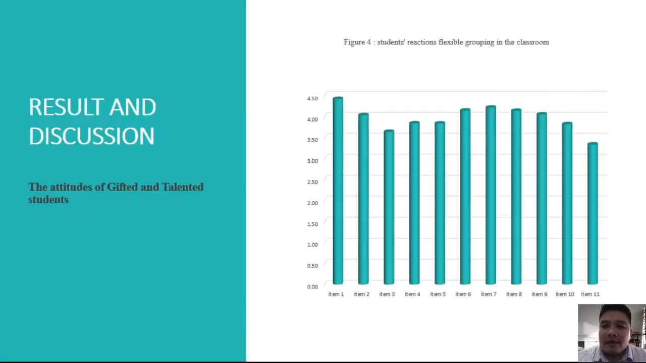And number 4, student reaction to flexible grouping in the classroom. In doing differentiated instruction, the teacher will always do flexible grouping in order to do the activities. So you can see here, they are very interested when the teacher does flexible grouping in the class, because there is a chance for them to express their ideas. They join with the activity. Okay, they can express their thoughts, and also they can learn independently, or sometimes they can share the idea with a friend. So that's why they are very interested when the teacher does flexible grouping in the class.